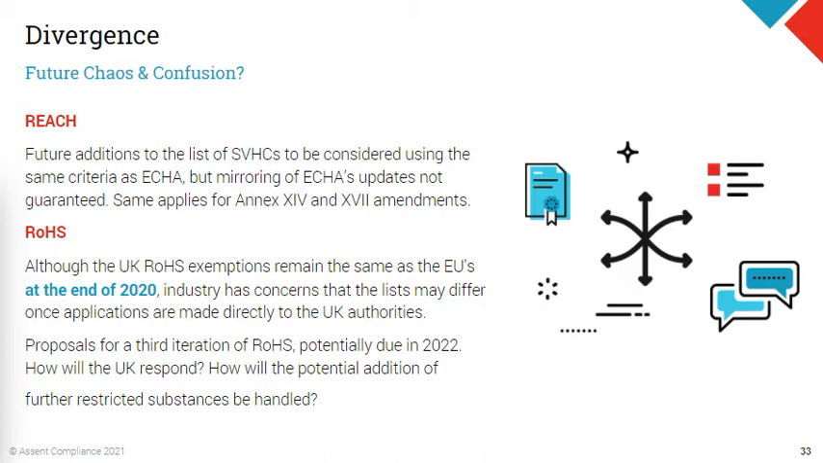And the same with RoHS could be the expiration of exemptions. Currently the exemptions are the same. However, there is legislation currently in place being discussed for potentially different exemptions to be applied as early as 2022, which could really challenge the way that the UK and the EU need to be enforced moving forward.